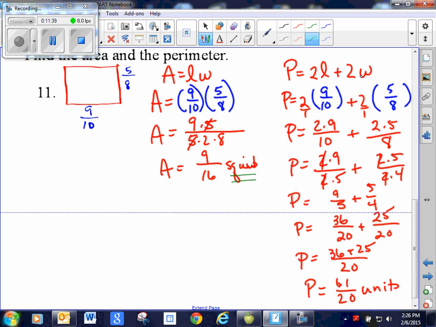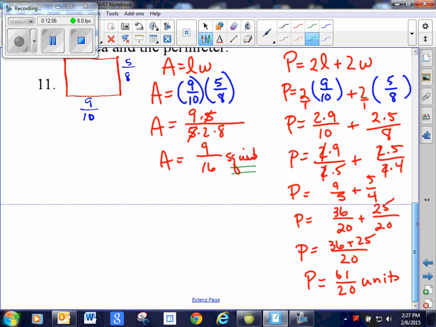The perimeter is a little bit longer. 2 lengths plus 2 widths. The length is 9/10, and the width is 5/8. I did my substitutions in blue. These are multiplying 2 fractions, so I'm going to use a single fraction bar for both of those. I'm going to split this 10 into 2 times 5 so I can cancel the 2 that's there. I'm going to cancel the 2 that's here with the 8 being 4 times 2.